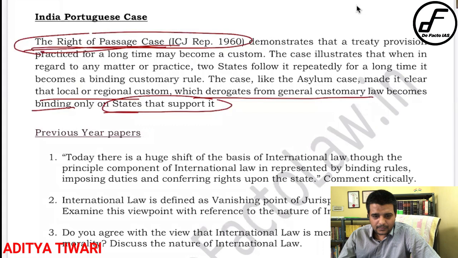No, no, I will not have the debate on that. It's not required at all. Okay, not required at all.